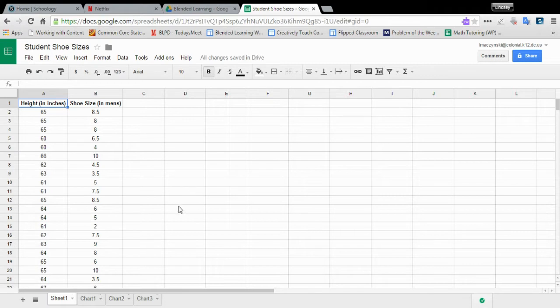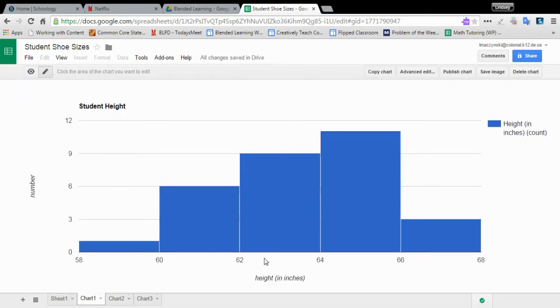So if you want to talk about data, one of the easiest ways to do this is to either organize it, so I'd have to put them in order based on height or shoe size, or you can simply make a graph. So I started by making a histogram of the heights, and you can see that the most heights that I had were between 64 and 66 inches, and the least was between 58 and 60.